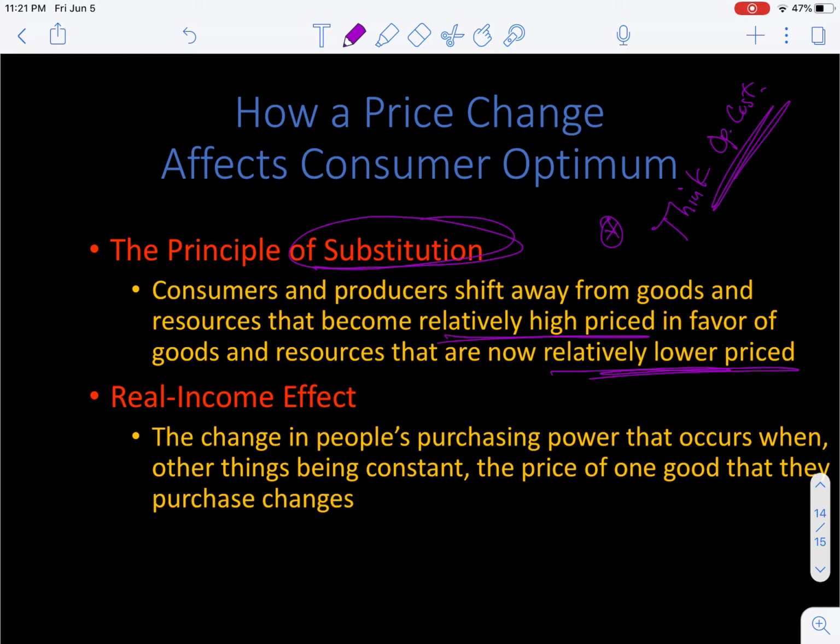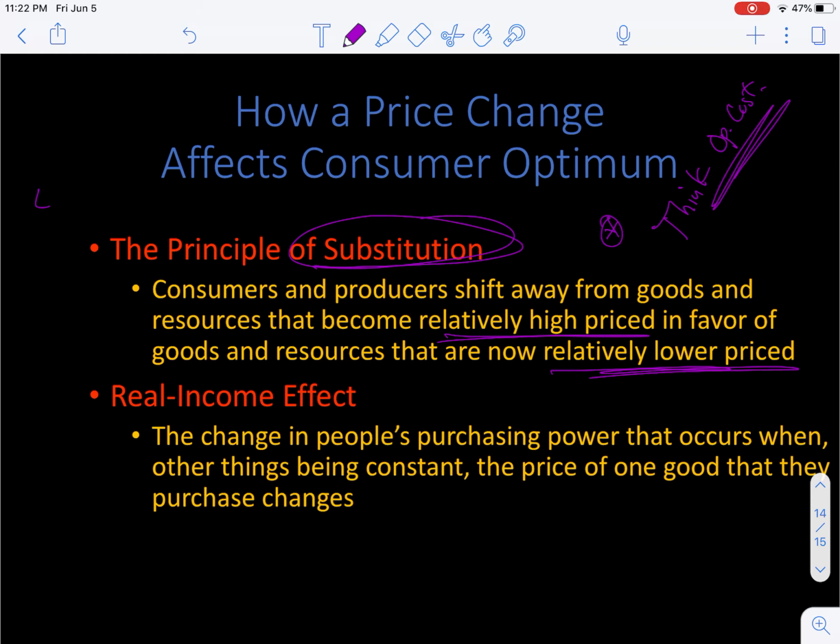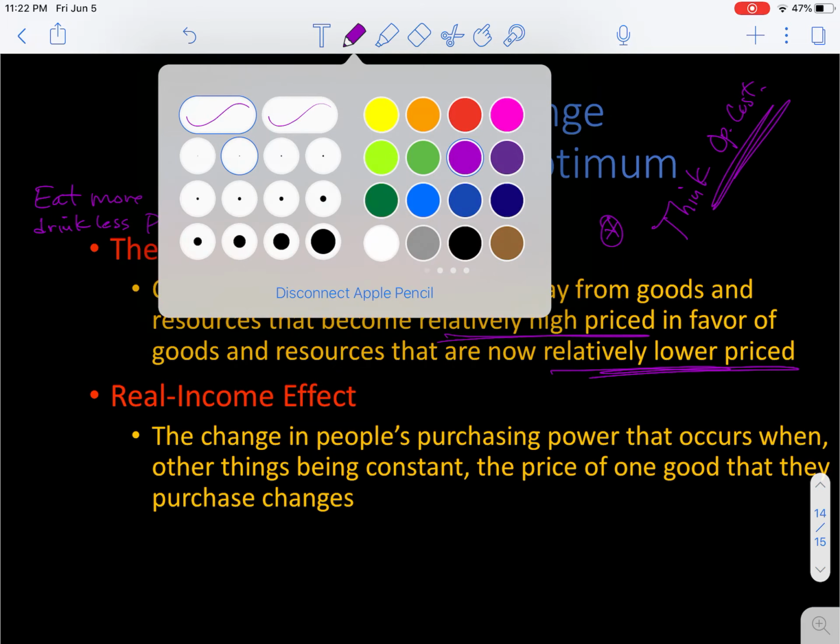So the substitution effect says that a consumer who faced a decrease in the nominal price of pizza would consume more pizza because, hey, pizza's cheaper, and less Pepsi because in relative terms, hey, Pepsi is more expensive. So in our previous example, the substitution effect would say eat more pizza and drink less Pepsi. Right, that you would substitute toward pizza, and away from Pepsi. That is the intuition of the substitution effect.